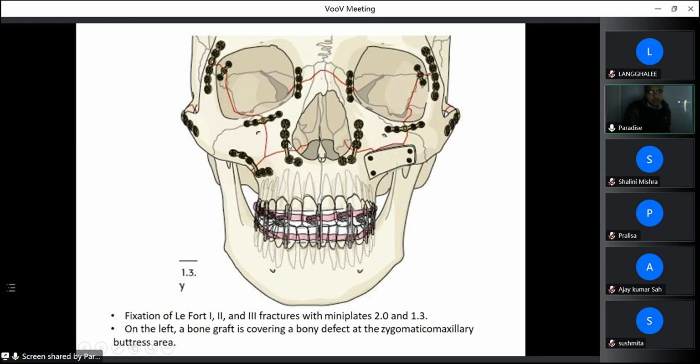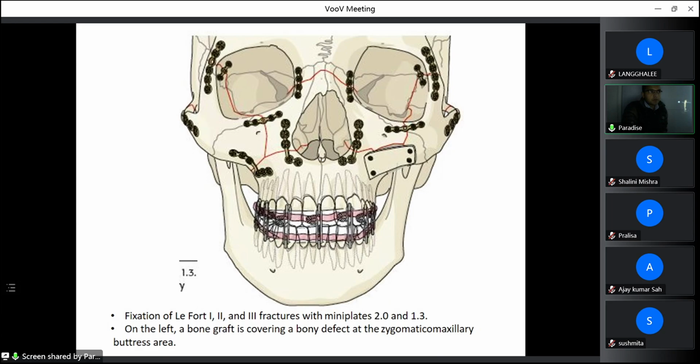So you must remember, while placing a plate at the nasomaxillary buttress or zygomatic-maxillary buttress, you have to put an L-shaped plate. You can't put a straight plate, because if you put a straight plate, it will enter into the dental structure. You may damage the root of the tooth. And all the plates are of 1.5 mm system, and the length of the screw is 1.5 by 6 mm.